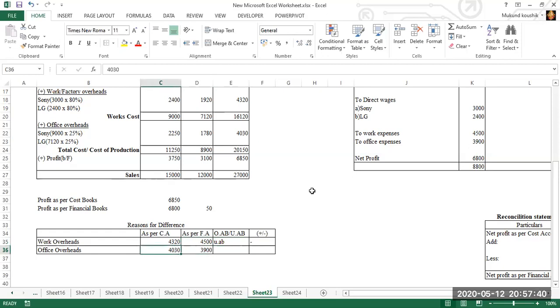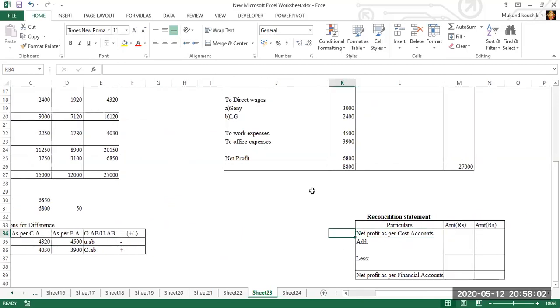Then again, office overheads as per cost accounting are 4,030 and as per financial accounting are 3,900. So cost accounting is more than financial accounting. That means it is over absorption. When it is over absorption, what do you have to do? In case of over absorption, you have to add. So using this information, we have to prepare the reconciliation statement. How do we prepare the reconciliation statement?